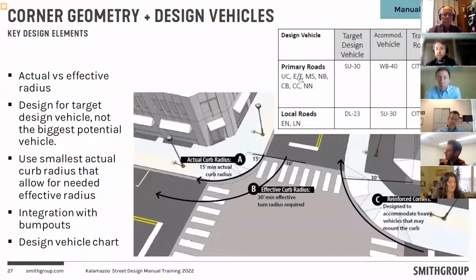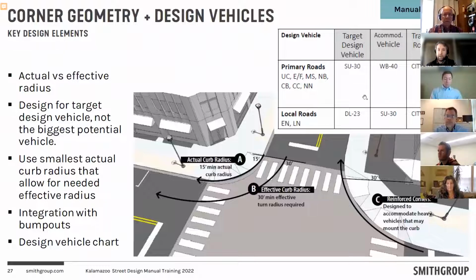So looking at different road types and thinking about what that key target design vehicle is, and making sure that the effective radius needed for that design vehicle can be accommodated. And if so, you have a lot more flexibility to tighten up the actual physical radiuses to make straighter crosswalk crossings and to make all of that easier. Oftentimes, if you were to look at installing a bump out, for instance, on this corner, you can bump out all of the space in between the actual and effective curb radius in order to create more space for pedestrians at corners and things like that.